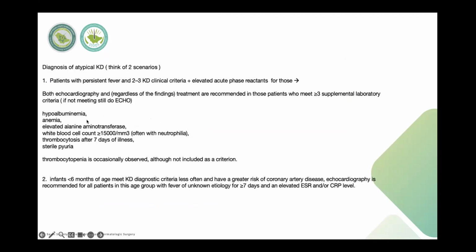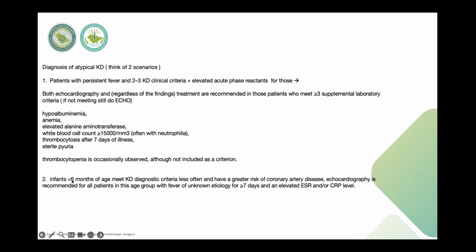So if you have a patient who has 2 or 3 criteria and does not fulfill the criteria of Kawasaki, what you can do is check these acute phase reactants, CRP and ESR. If they are elevated, you can do the echocardiogram, and if it's positive, you can start the treatment. If not, you can check the supplementary laboratory criteria, which is hypoalbuminemia, anemia, elevated alanine aminotransferase, neutrophilia, thrombocytosis, and also urine test for sterile pyuria. So you need to do both. And then if you have 3, you can start treatment.